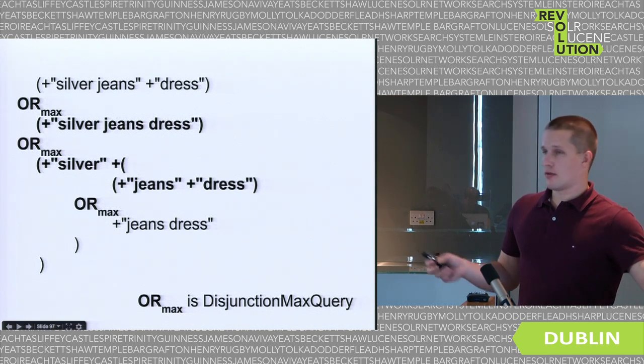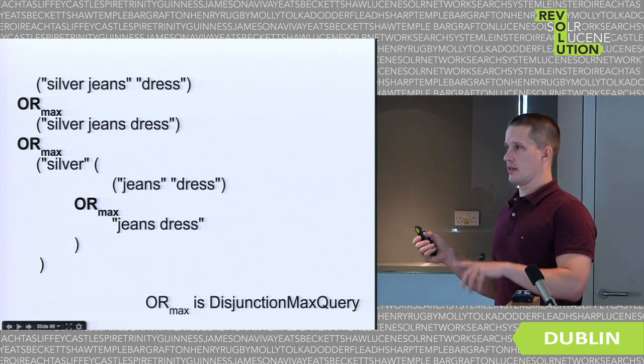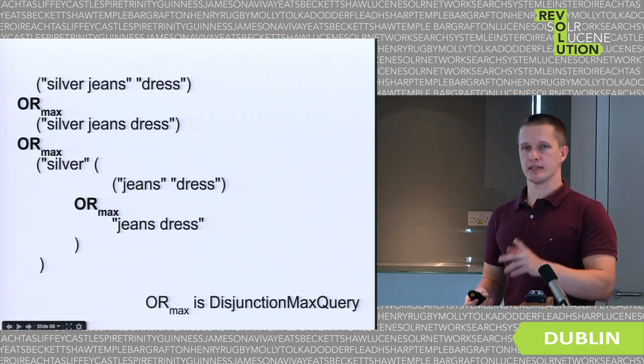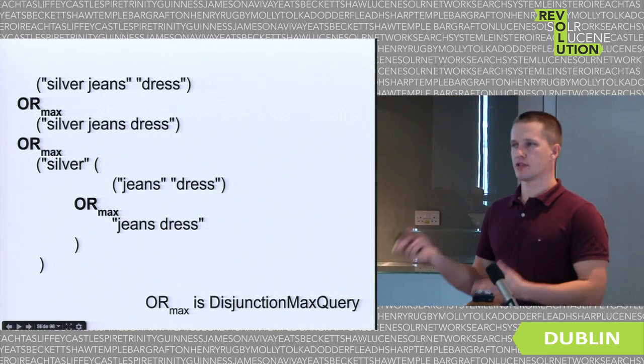Okay, and now before looking at performance problems, we need to look at two standard functionalities in Lucene. The first is minimum should match. How many of you are familiar with minimum should match?